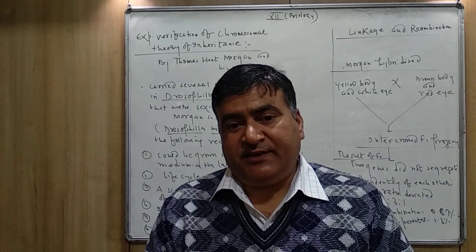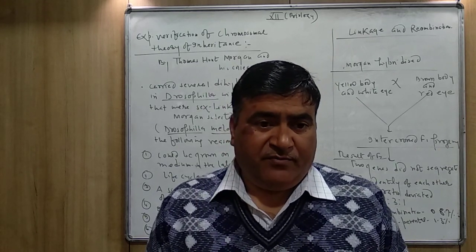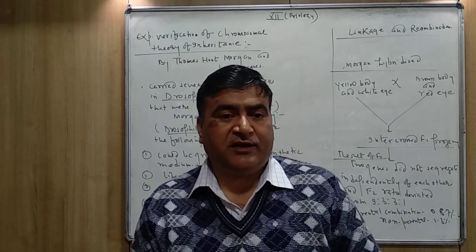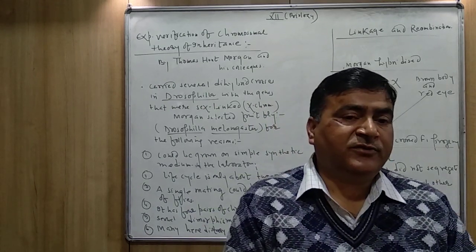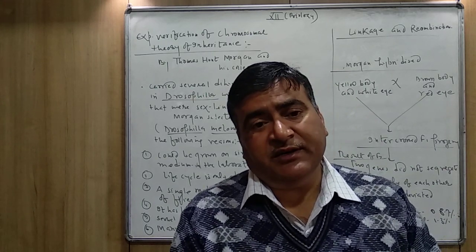And what was the reason? The crosses are the same. Mendel did the dihybrid cross, and here also T.H. Morgan is making the dihybrid cross. But why is the ratio different here? It is because of the linkage.